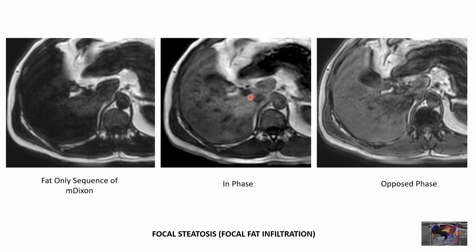In opposed phase gradient echo, the focal lesion appears bright now in that case, and this signal drop makes this area fat. This is a specific sequence used for detection of fat. It's a fat-only sequence. Any area appearing bright means fat. So, fat infiltration, signal drop, and fat content in fat-only sequence of MRI.